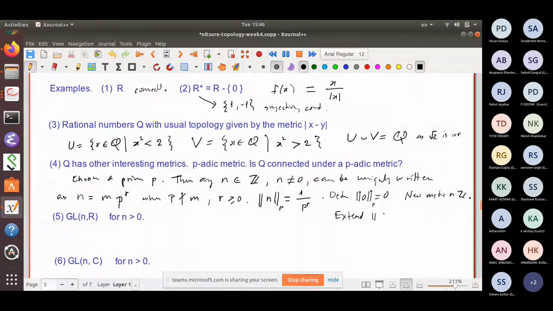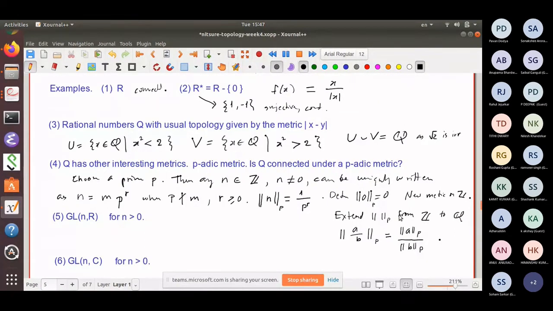Extend the norm from Z to Q by defining the p-adic norm of A upon B, what will it be? It will be norm of A at p divided by norm of B at p. Okay, so this is a new norm and that gives a new metric.